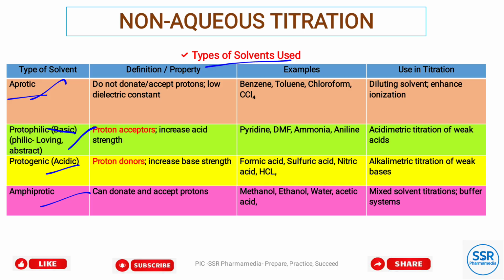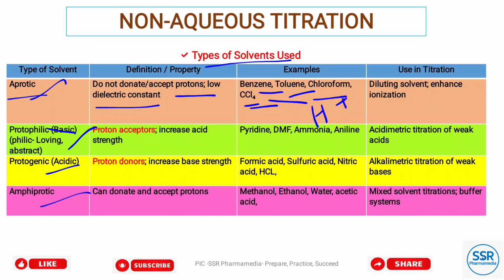Aprotic solvent means it does not donate or accept protons, and it has a low dielectric constant. For example, benzene, toluene, chloroform. So aprotic is nothing but it does not contain hydrogen ion. H plus ion will not be present in those solvents. Like toluene, it will not donate. Benzene has H plus ion, but it will not donate the hydrogen ion. Toluene and chloroform don't have the hydrogen ion. So these solvents are called aprotic solvents.